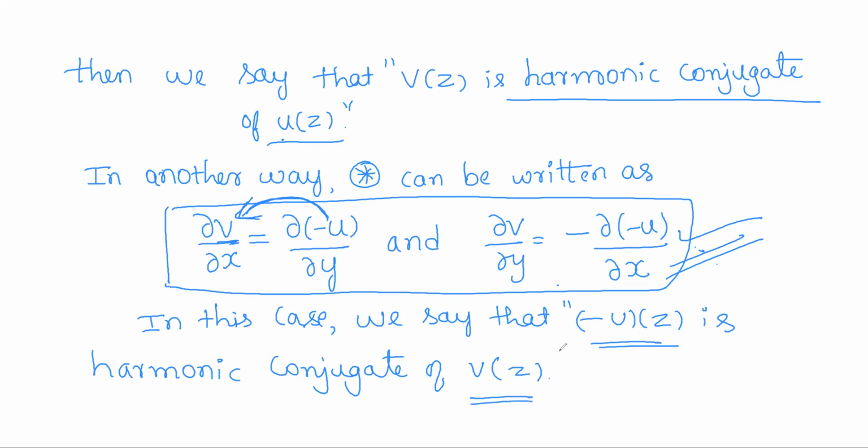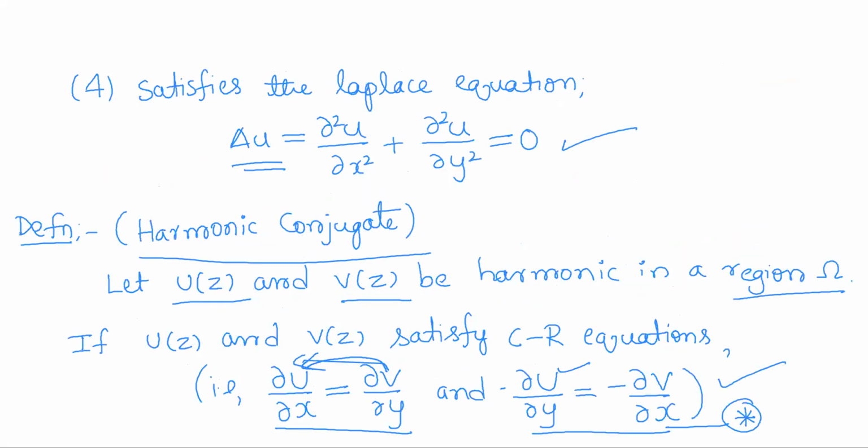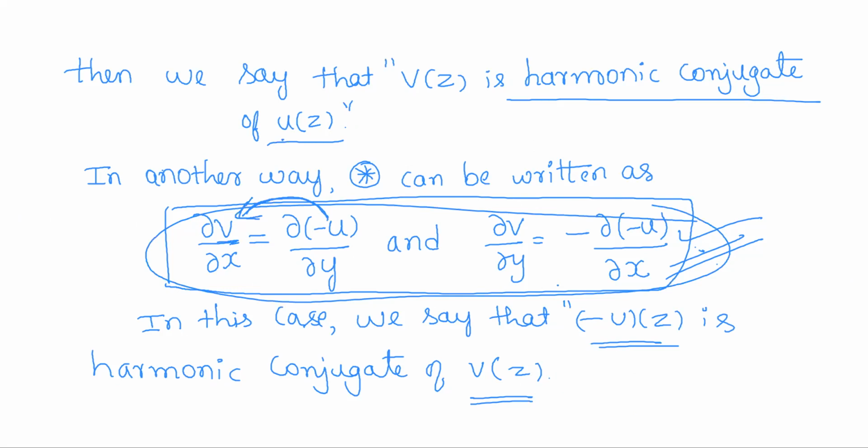So both are one and the same, as this is nothing but the same CR equations just written in another way, right? So if u and v are harmonic functions satisfying CR equations, then we will say v is harmonic conjugate of u, or we'll say minus u is harmonic conjugate of v. So this is the definition of harmonic conjugate.